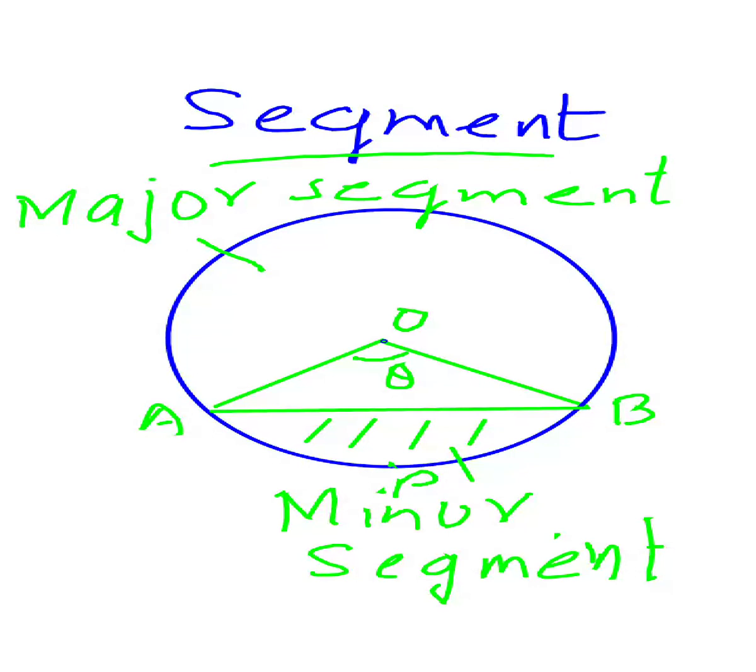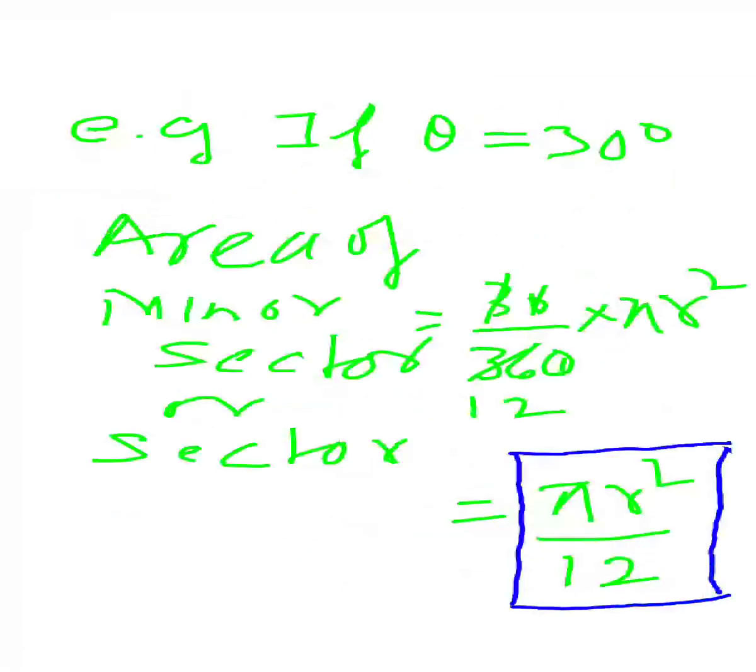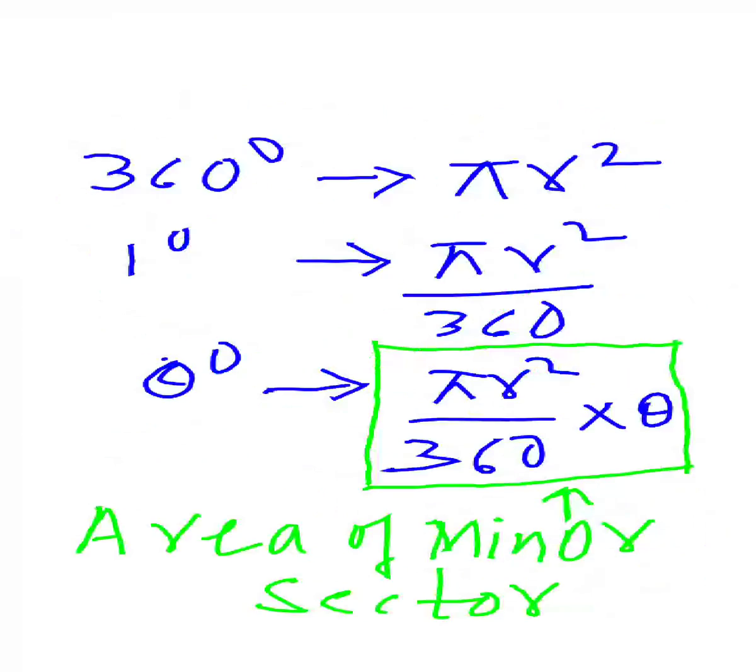Suppose I ask you for the area of the minor sector. So what is that? O A P B O, it will be like this. And the formula that we already know, the area of the minor sector, I am asking. So this is the area: pi r square divided by 360 into theta. Radius is r, of course. So we have got the area of the minor sector like this: theta divided by 360 into pi r square. Getting it?